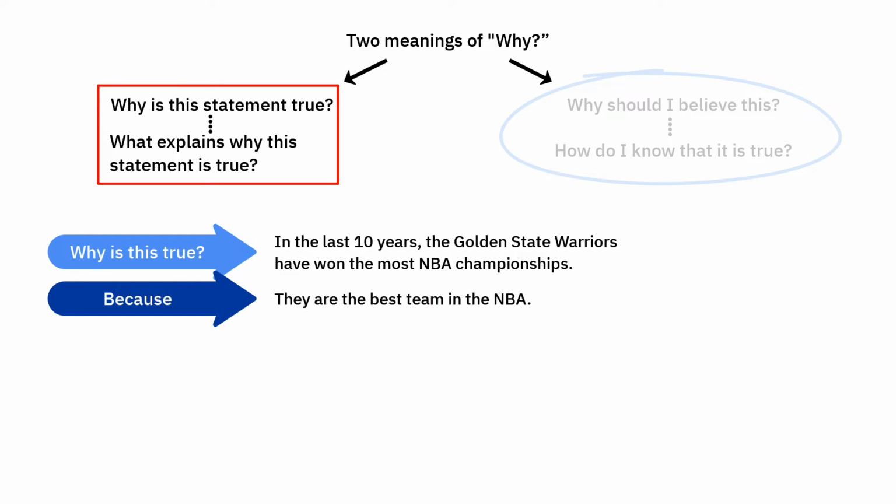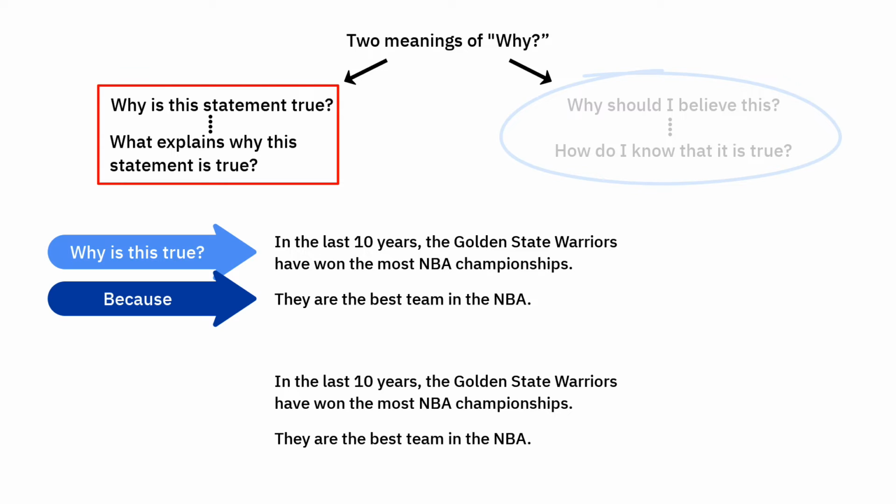That actually seems to make a little bit of sense to me. Their being the best team does seem to give you a reason for why they won the most NBA championships. Why have they won the most NBA championships? Because they're the best team in the league. Let's switch the order of the statements now. The Golden State Warriors are the best team in the NBA.